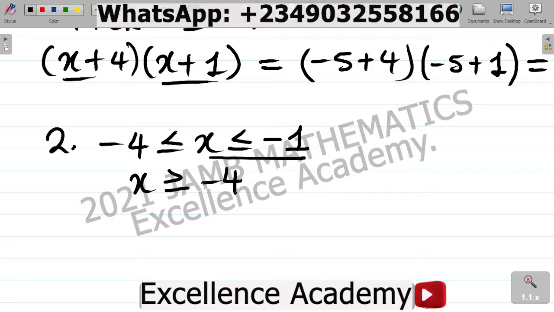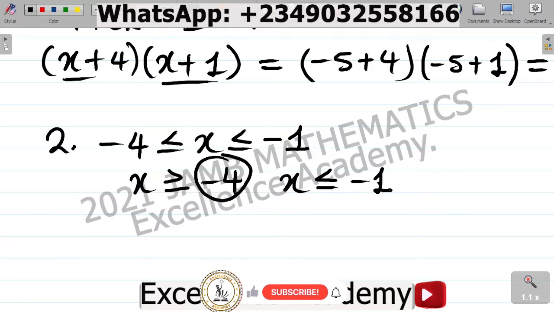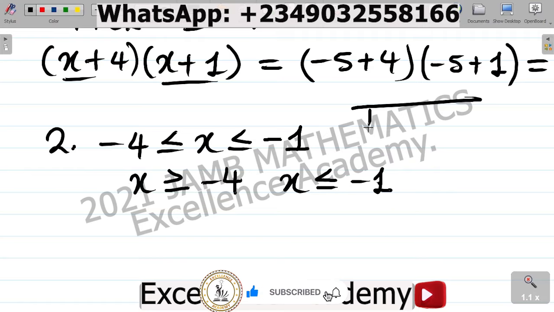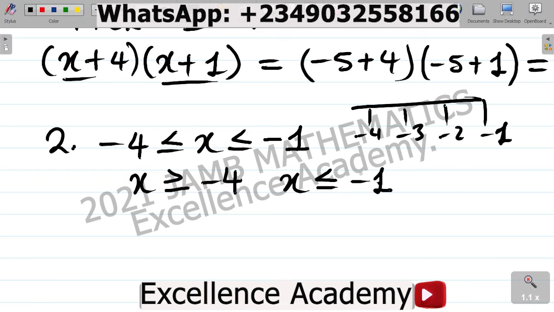At the same time, from here, we'll have that x is less than or equal to minus 1. Let's pick a number that is greater than or equal to minus 4, yet less than or equal to minus 1. So if you look at the number line there, we'll have minus 4, minus 3, minus 2, and then minus 1. A number that is less than minus 1 would be minus 2 and goes this way, but greater than minus 4. So it should go this way like this and then like this. So we are left with minus 3 and minus 2.